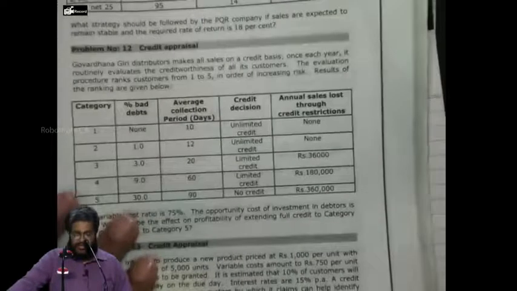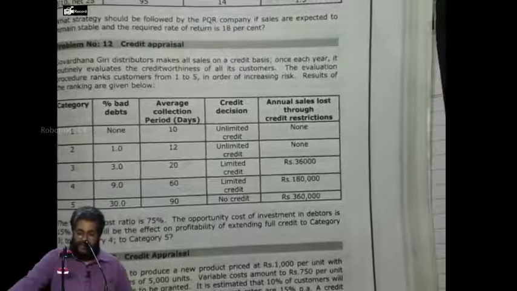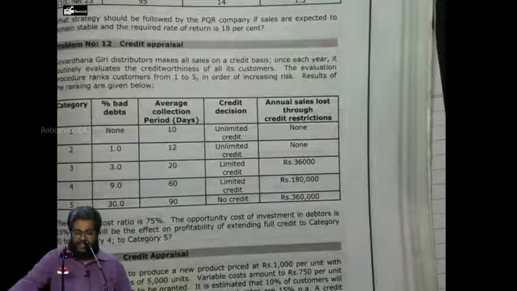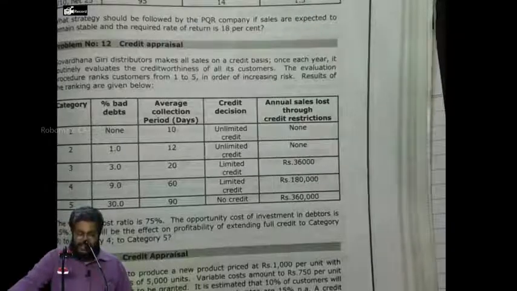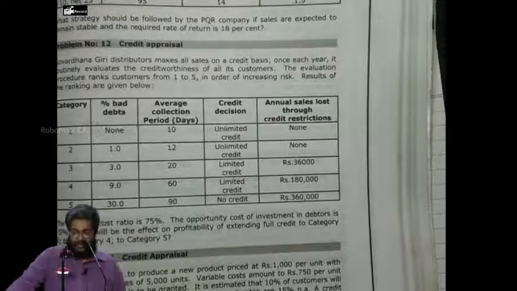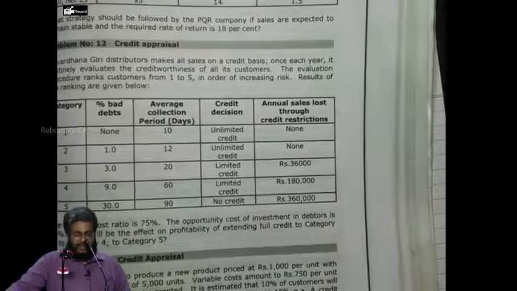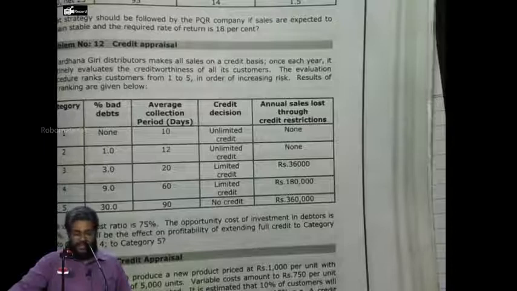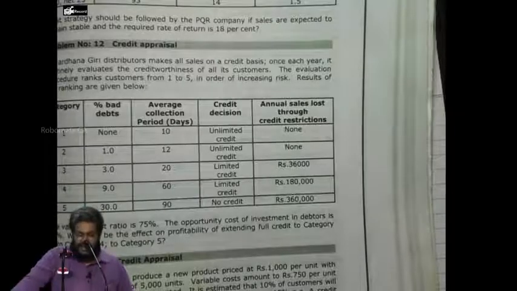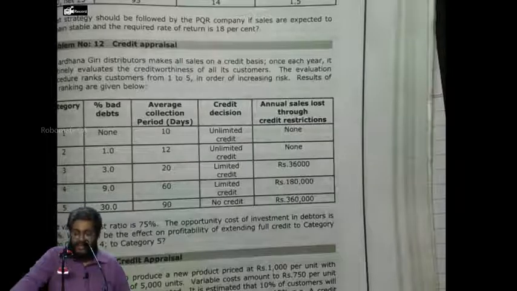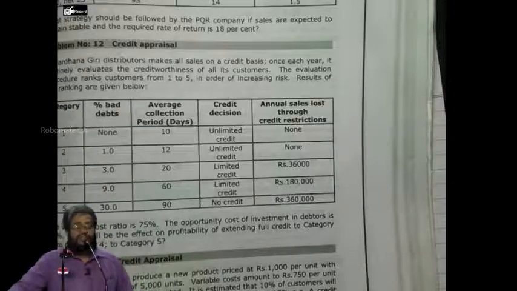Govardhanagiri Distributors makes all sales on credit basis. Once each year, it routinely evaluates the creditworthiness of all its customers. The evaluation procedure ranks customers from 1 to 5 in order of increasing risk. Results of ranking are given below. Category of customers: 1, 2, 3, 4, 5. Percentage of bad debts: none, 1, 3, 9 and 30%. Average collection period: 10, 12, 20, 60, 90. Credit decision: unlimited credit, unlimited credit, limited, limited and no credit. Annual sales loss through credit restriction: none, none, 36,000, 80,000 and 3,60,000. Variable cost ratio is 75%. Opportunity cost of investment in debtors is 15%.